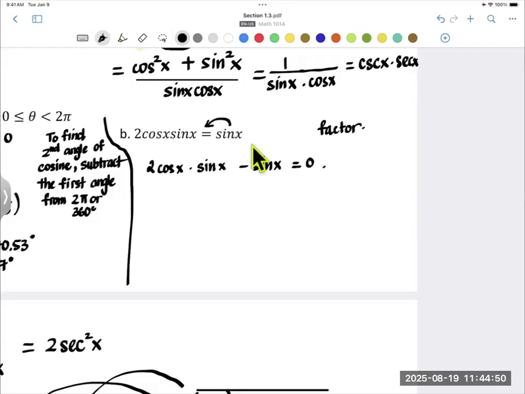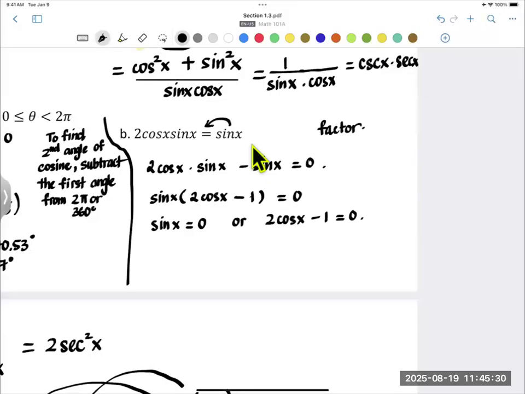And now we're going to start factoring. I see that there's a sine in both terms, so I'm going to factor out the sine. When I take out the sine, I'm left with 2 cosine x, and on the other term, when I factor out the sine, I only have 1. So the product equals 0. This will give you sine x equals 0 or 2 cosine x minus 1 equals 0.